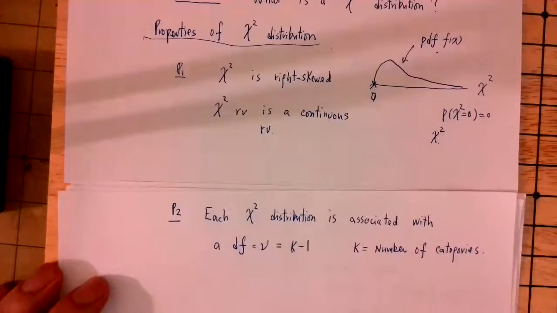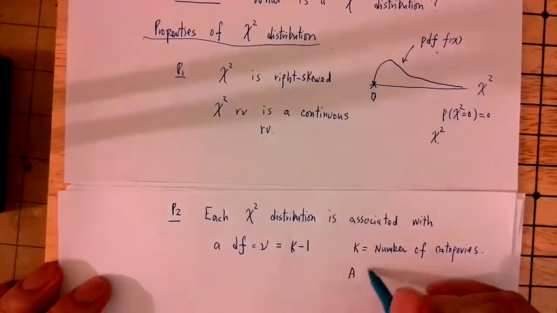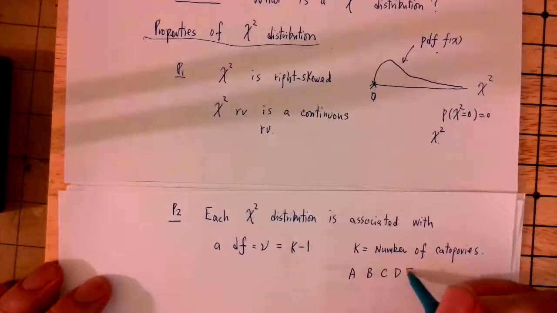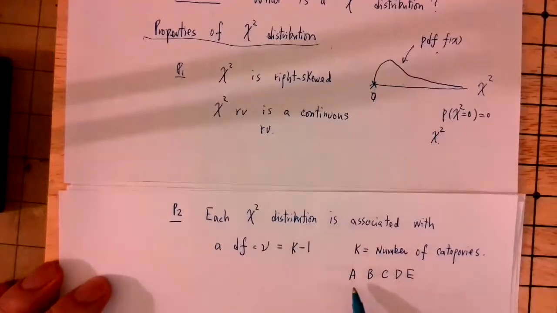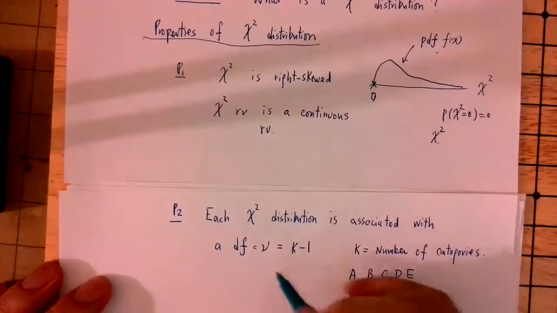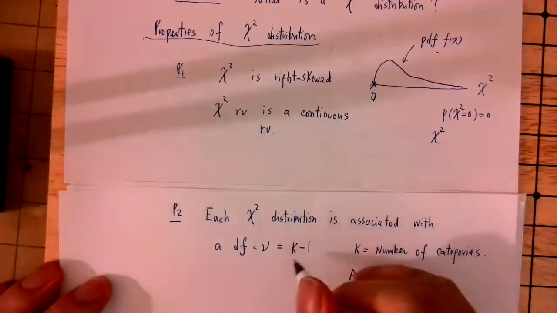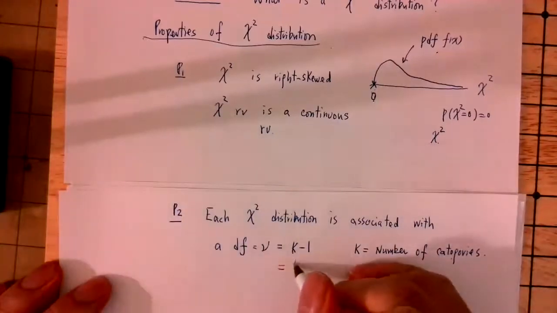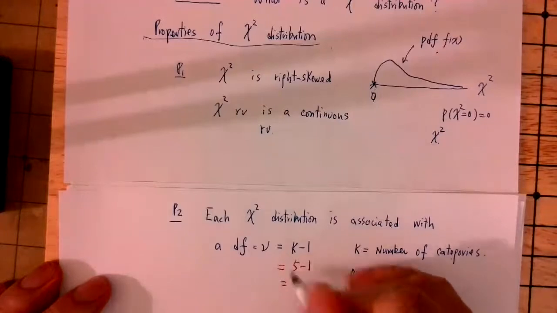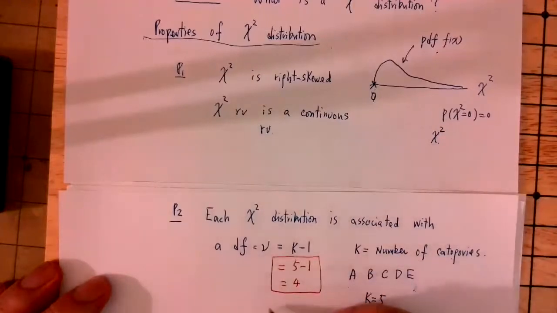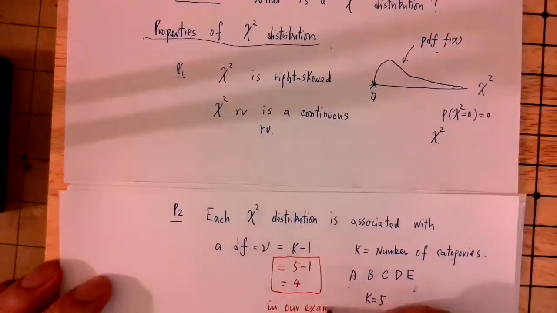In our example, the possible answer can be one of these 5 categories: A, B, C, D, E. So in the question we are asking, k equals 5. So the related degree of freedom is 5 minus 1, which is 4, in our example.